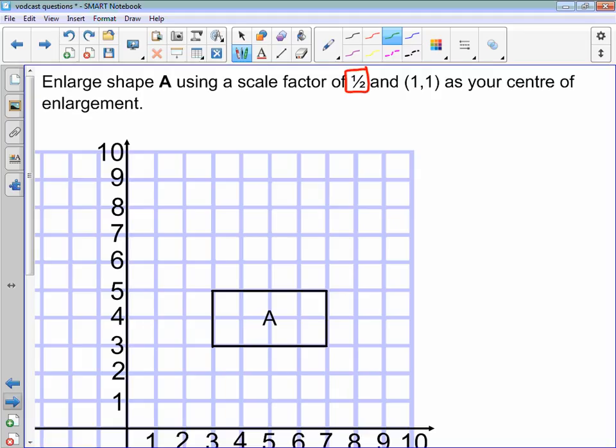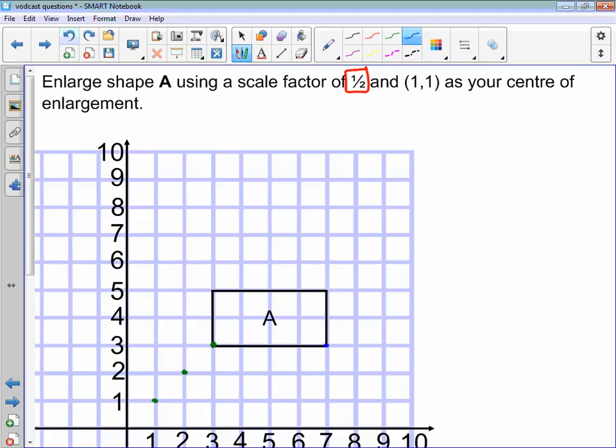Right, this time I'm going to enlarge this rectangle using a scale factor of 1/2. That means, in fact, the new rectangle is going to be smaller than the original one. Now I'm going to use point 1, 1 as my centre of enlargement. So again, I'm going to pick a corner of my original rectangle. I'm going to see how far I need to travel to get to it. So I need to go 2 right and 2 up. That means I need to halve those distances to find the equivalent points on my new rectangle. So I need to go 1 right and 1 up to find the new points. So that equivalent corner is going to be there.